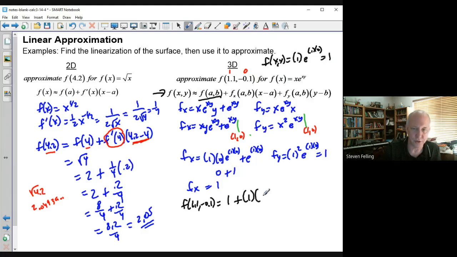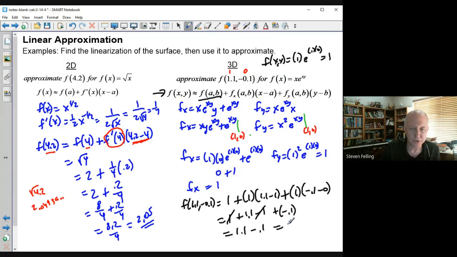But then I'm going to take the derivative, 1, fx, times how far away I am in the x direction. So 1.1 minus 1. And then I'll take the partial derivative in the y, which is 1, times how far away I am from the point in the y. So I'm at negative 0.1 minus 0. Okay. All right, so then this would just be 1 plus 1.1 minus 1 plus negative 0.1 minus 0. So these would cancel. We'd end up with 1.1 minus 0.1, which turns out to be 1.